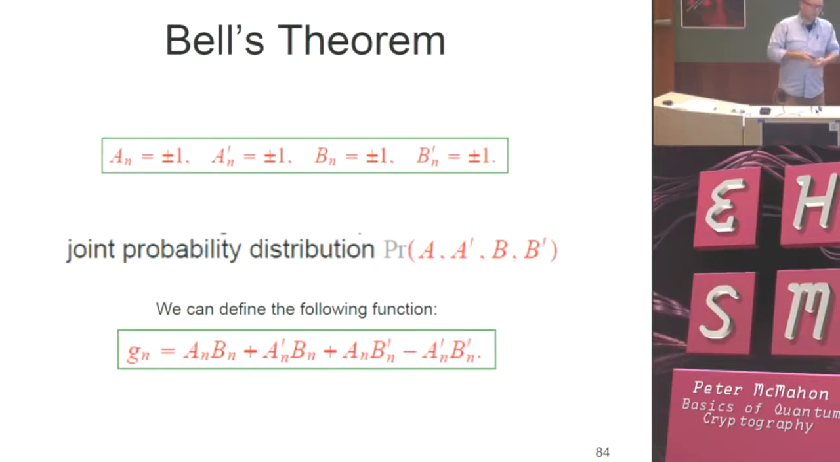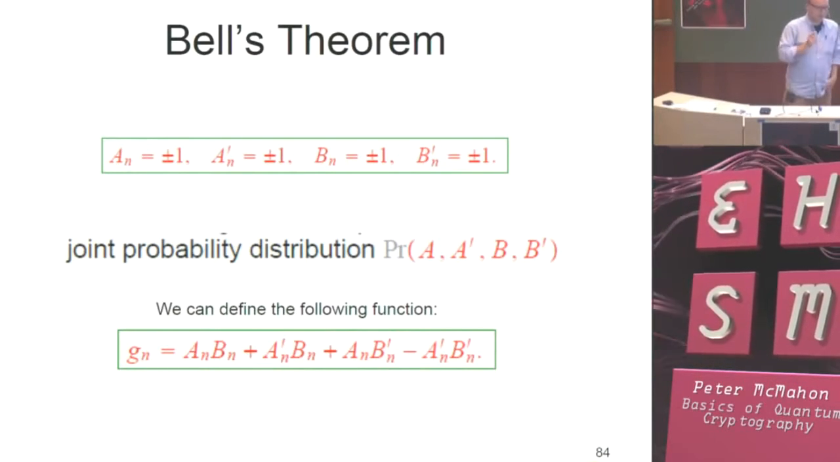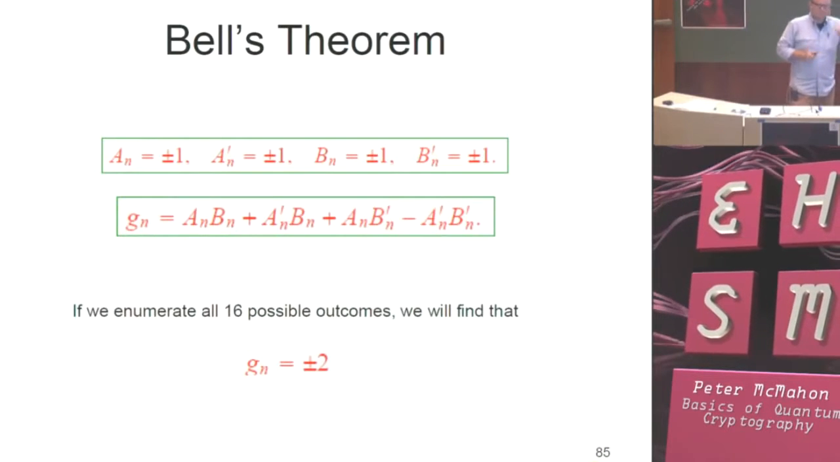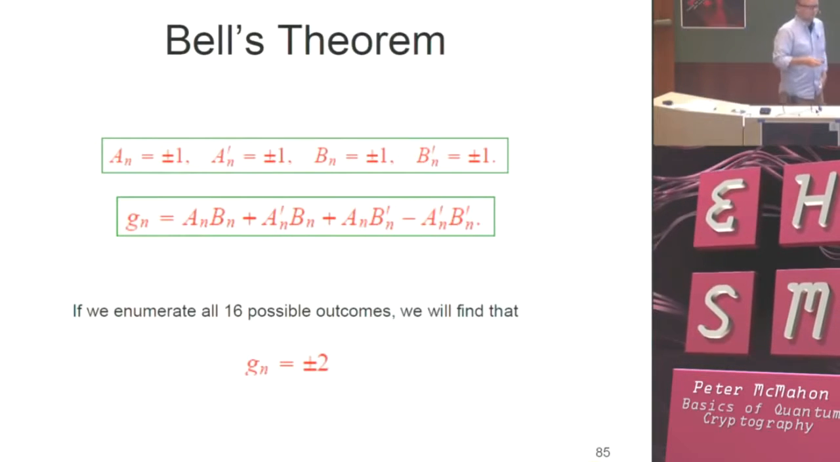And we can then ask what possible outcomes this random variable g, which is dependent on these four fundamental random variables, has. For any given experiment, there are 16 possible outcomes, because we have four random variables and they're basically binary variables. So 2 to the 4 is 16. And if you enumerate all of those, you'll find that g of n always takes on the value +2 or -2. So that's pretty simple.